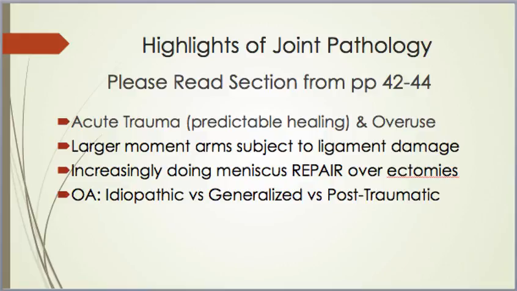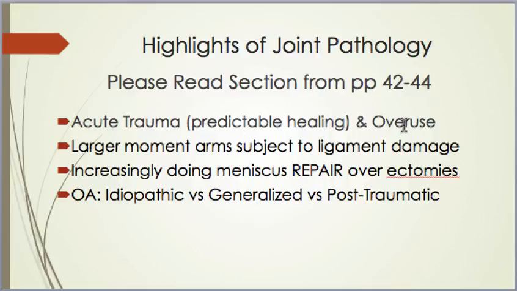All right, highlights of joint pathology. I would like you to read, please, pages 42 to 44 and at least get a gist or an understanding of what it's talking about. Come to the lecture with questions if you do. Here's just a few basic highlights. So we have discussed these before, looking at acute trauma, where after acute trauma, we have a predictable healing process. We have inflammation, we have laying down of new tissue, and then we have the remodeling of that tissue.